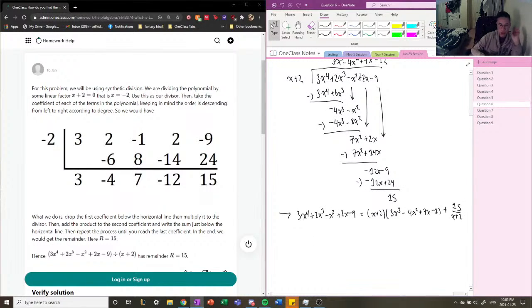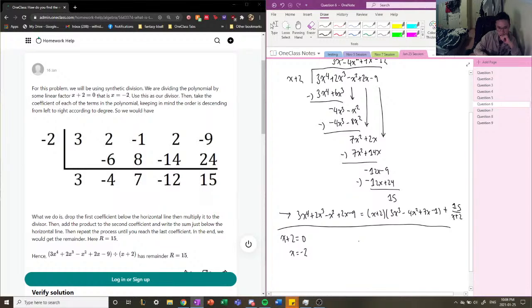Okay, so that's one way we can do it. The other way is called synthetic division, and it's the same method, but in a different convention. Instead of writing out the polynomial, we're going to write out the coefficients of the polynomial. And instead of writing out the divisor as it is, we're going to write out the 0, or the solution to the factor. The solution to the factor x plus 2 equals 0 is x equals negative 2.